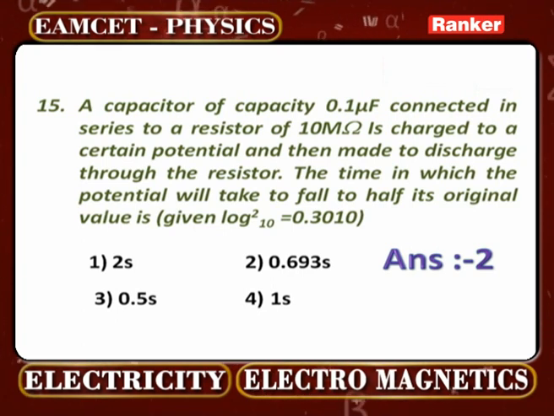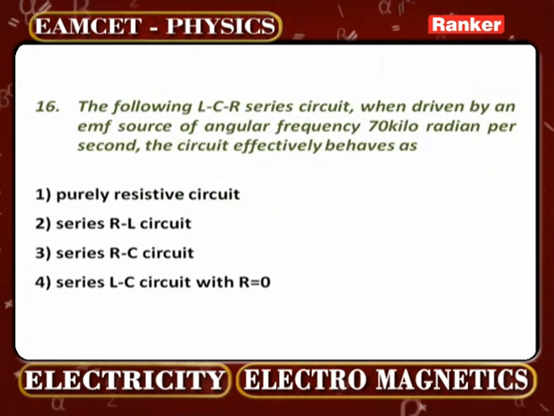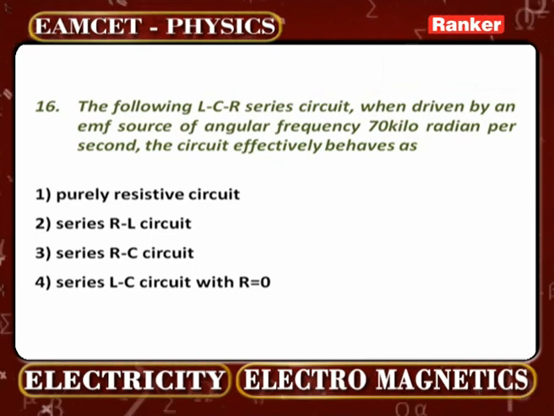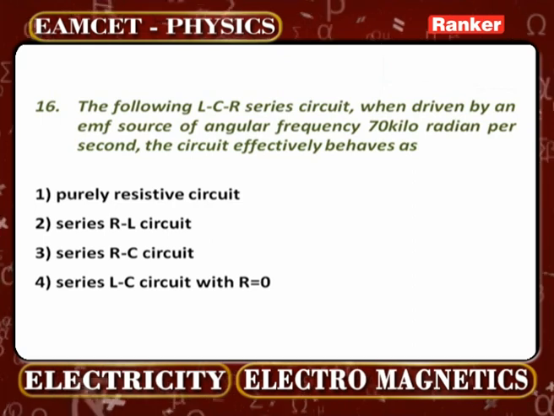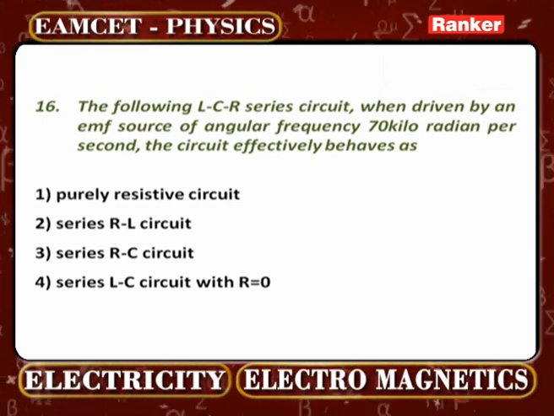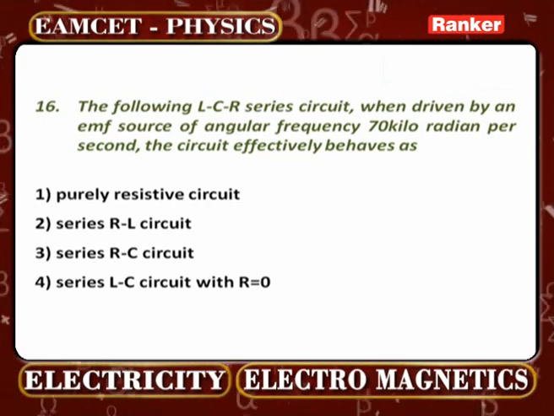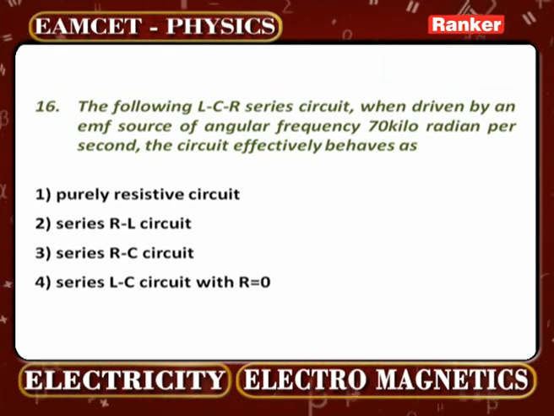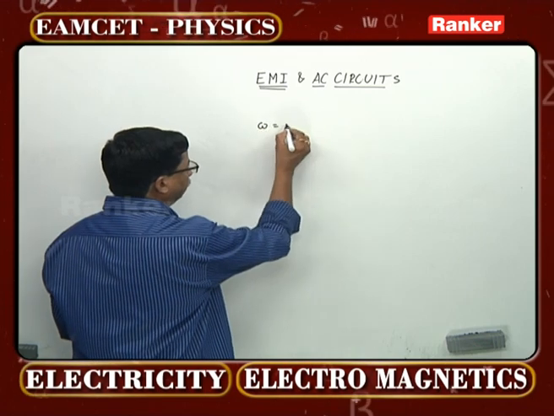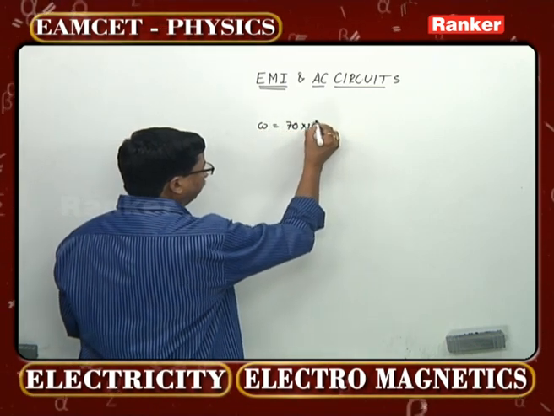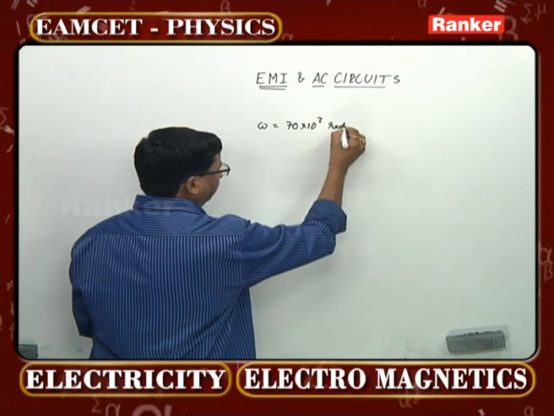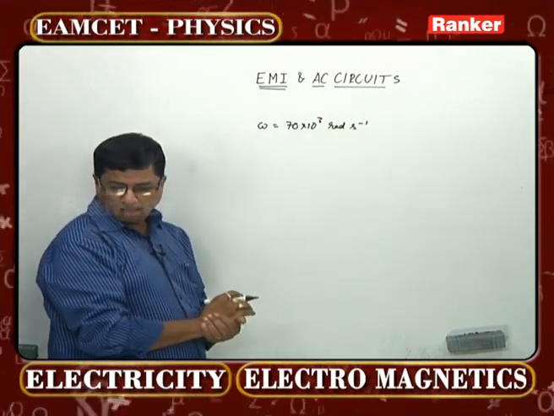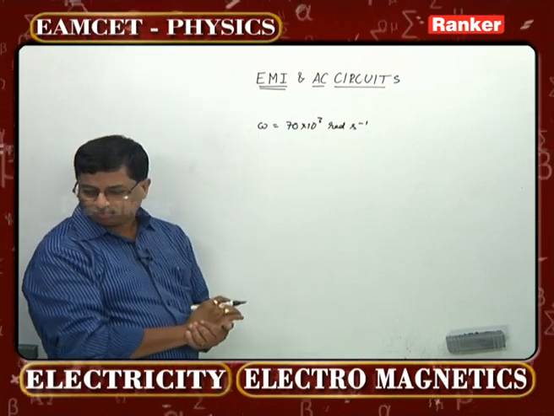Look at the next one, that is problem number 16. The following is just giving us a small circuit here. The following LCR series circuit is driven by an EMF source of angular frequency 70 kiloradian per second. Angular frequency is omega. 70 kiloradian per second is the given value of omega. Now what are the values he has mentioned over there?